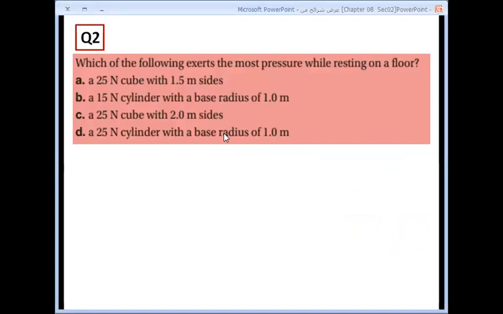Question 2. Hamza Nofal, which of the following exerts the most pressure while resting on a floor?